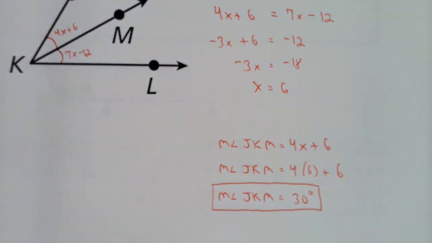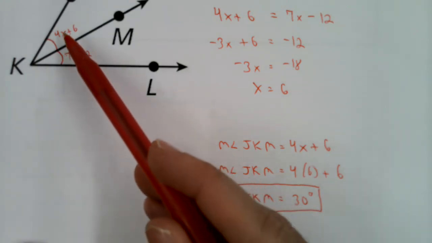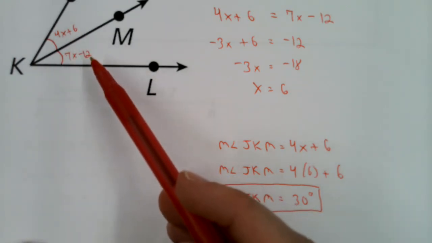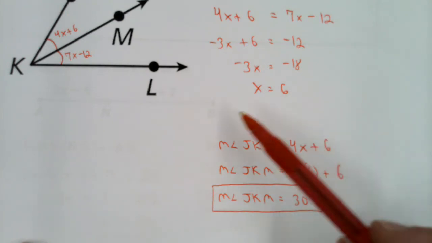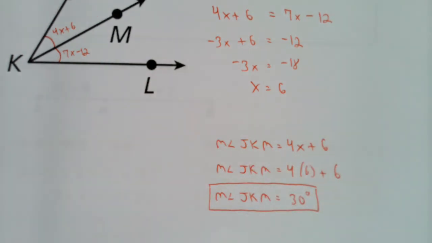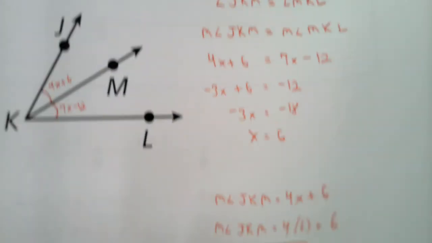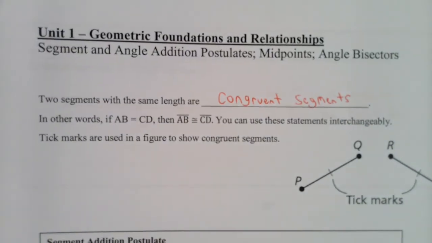And if you want to check over your answer, since JKM is 30, MKL should also be 30. So if you do 7 times x, 7 times 6 is 42, minus 12 equals 30. So that's how you can check over your answer. And that is the end of that lesson on segment addition postulate, angle addition postulate, midpoints, segment bisectors, angle bisectors. There was a lot in that lesson. So there you have it.